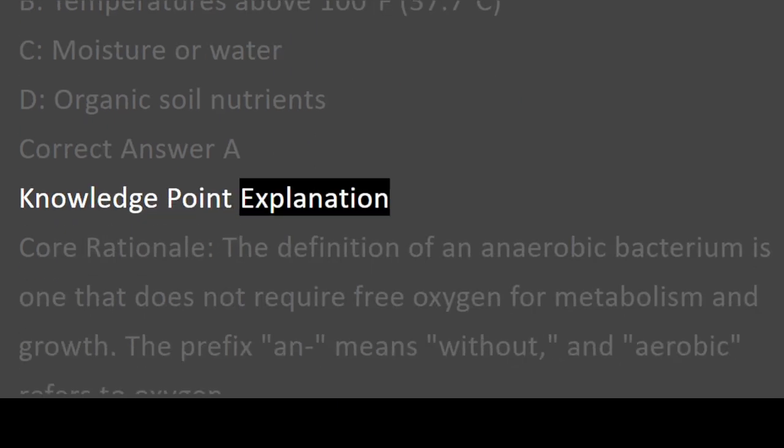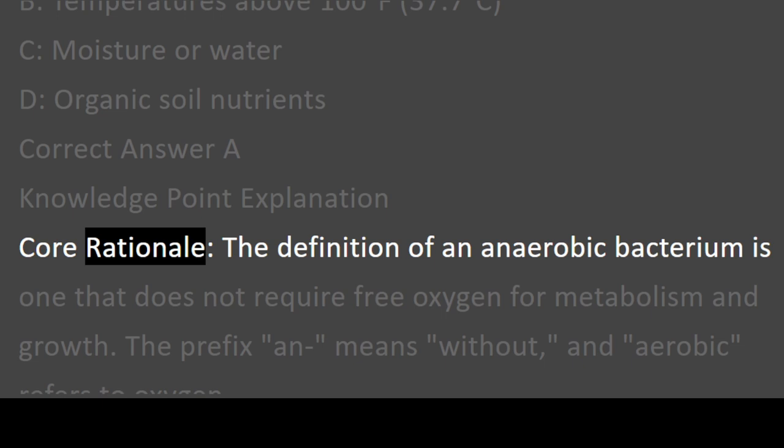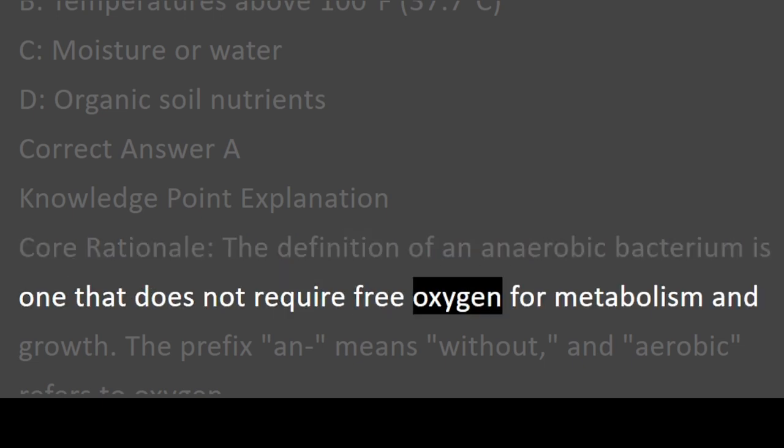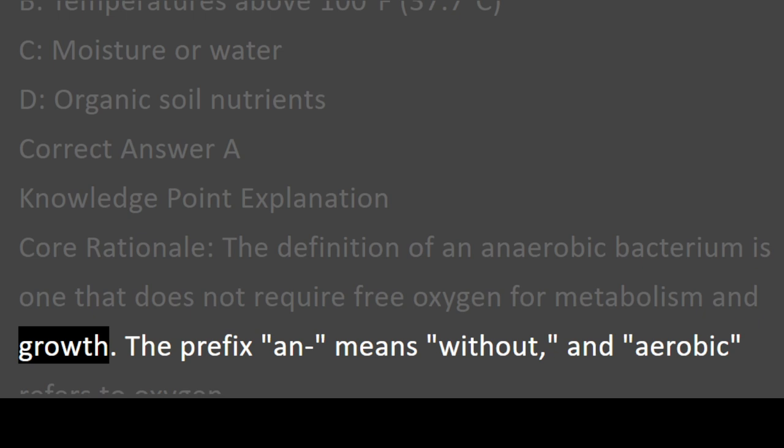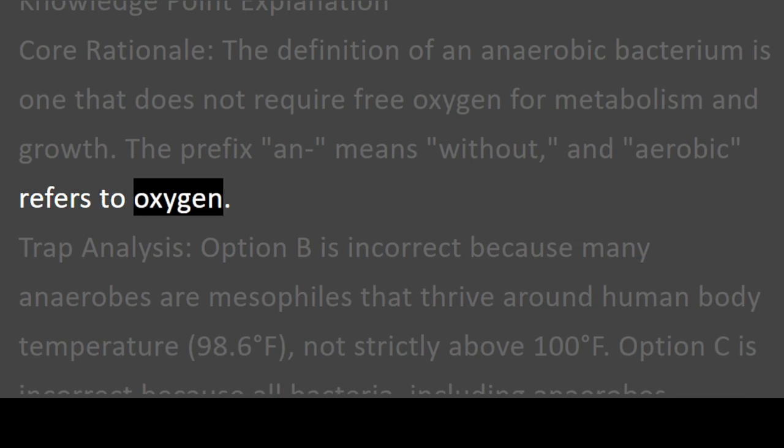Knowledge point explanation. Core rationale. The definition of an anaerobic bacterium is one that does not require free oxygen for metabolism and growth. The prefix "an-" means without, and aerobic refers to oxygen.